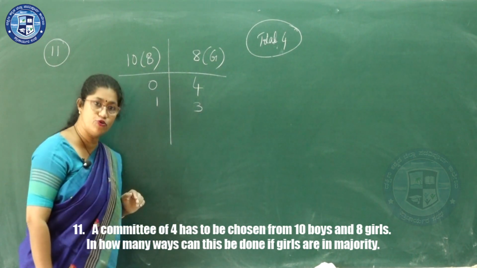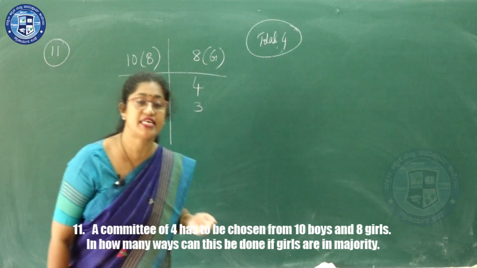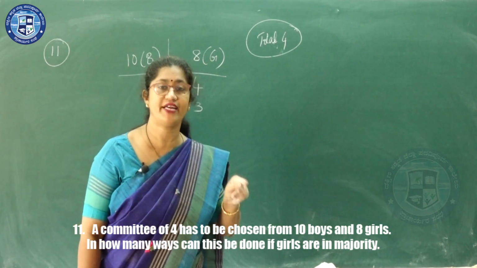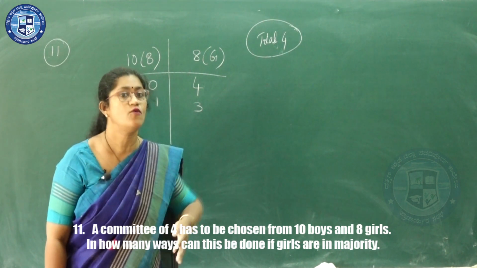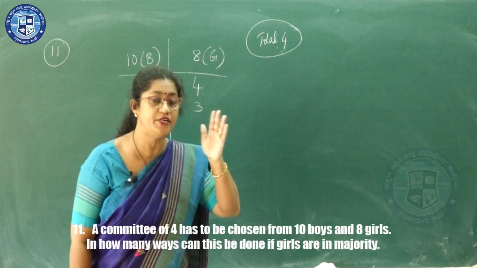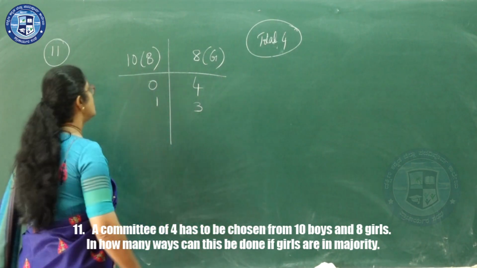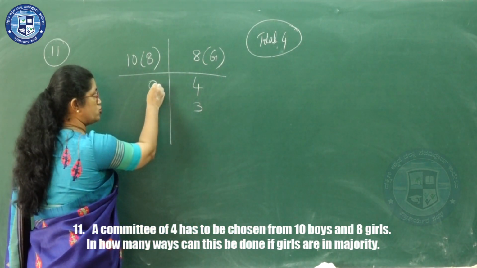So I have only 2 cases. Either it is case 1 or it is case 2. And when it is or, it is plus. When it is and, it is into. Keep this logic in mind. So from 10 I have to choose 4.